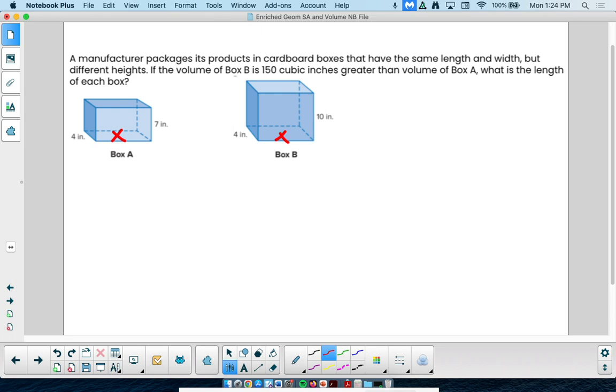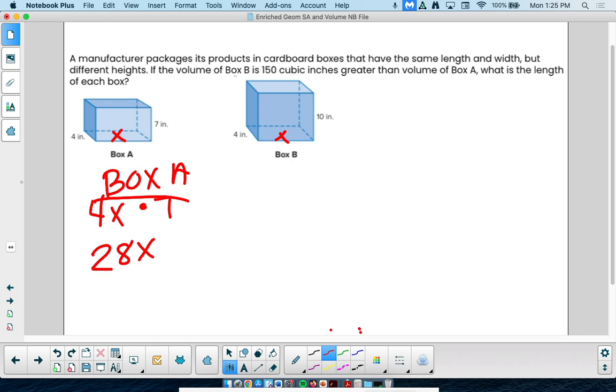What do you think we should find? Base area? Yeah. Can we take a step further and find the whole volume? Yes. Let's find the volume of box A. What would your base area be? 4 times x, times the height of 7. What would that simplify to? 28, right? 4 times 7. So 28x. That's your volume.